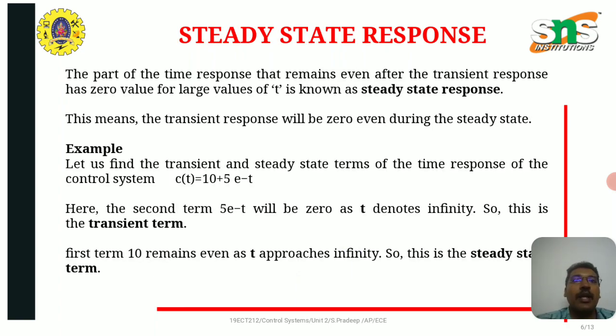Steady state response. The part of the time response that remains even after the transient response has 0 value for large values of t is known as steady state response. For example, let us find the transient and steady state terms of the time response of the control system c(t) equal to 10 plus 5 e power minus t. Here the second term, 5 e power minus t, will be 0 as t tends to infinity. So this is the transient term. The first term, 10, remains even as t approaches infinity. So this is the steady state term.